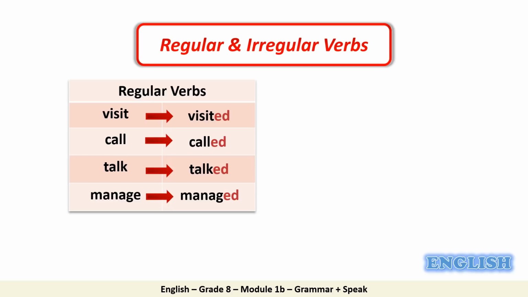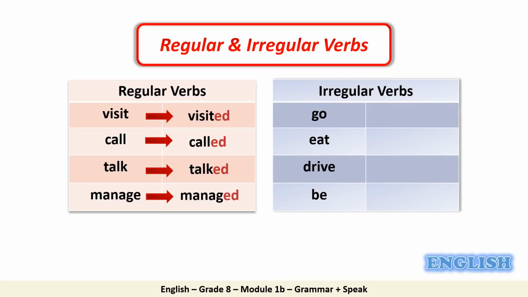But when it comes to irregular verbs, that doesn't happen. We don't add ed. In the irregular cases, sometimes the verb changes completely, just like go, which becomes went. And sometimes it changes a little bit, just like eat, which becomes ate, and drive, which becomes drove. Verb to be becomes in the past was or were. That's for a positive sentence.